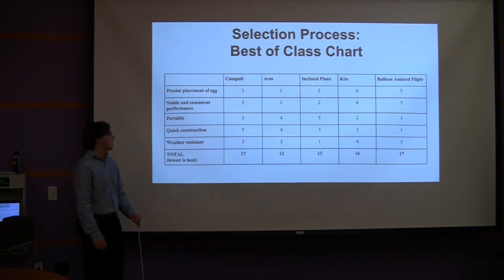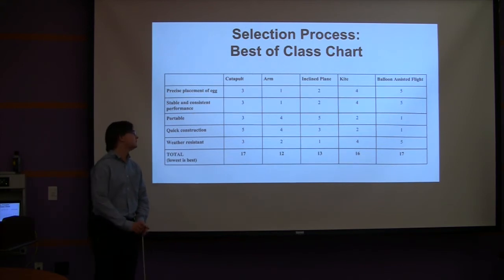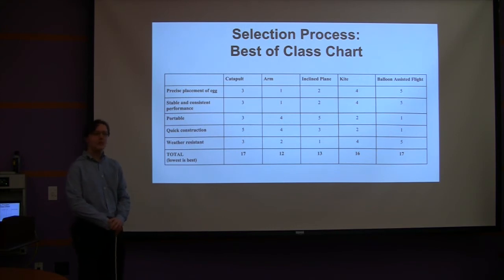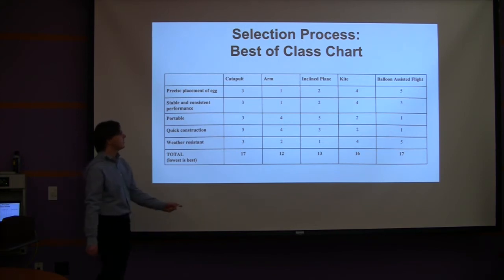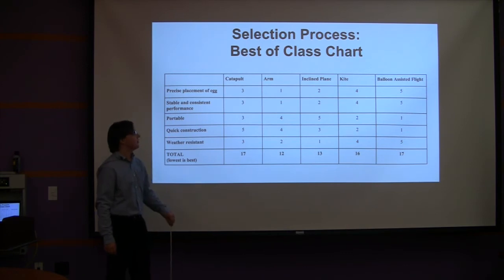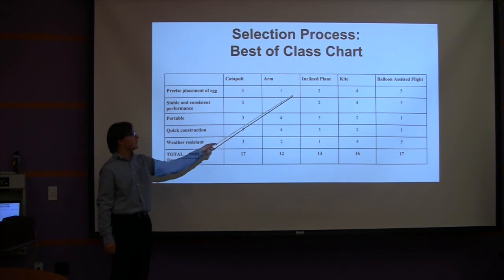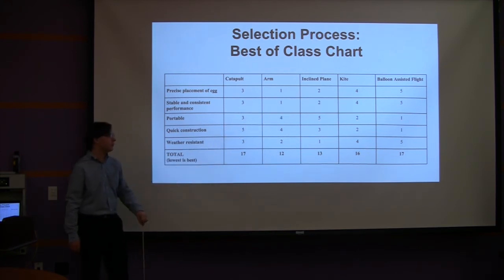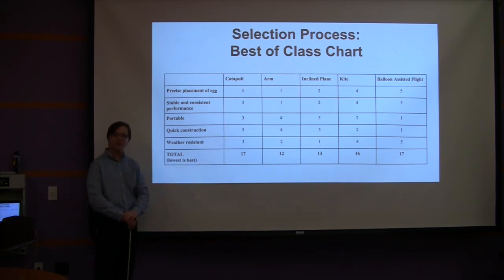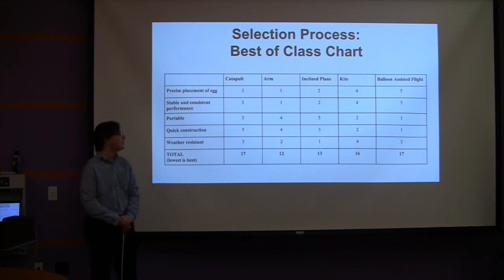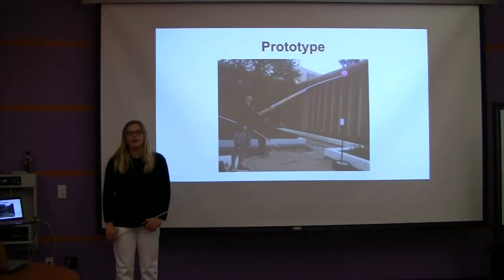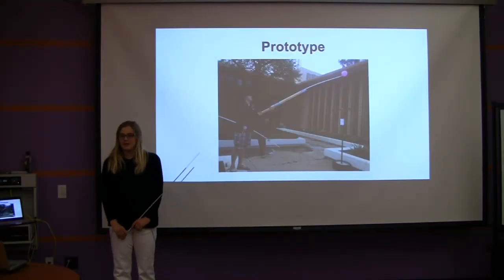This best-in-class chart shows how we arrived at our final design. You can see here the arm and the inclined plane were very close. However, because the arm is ranked higher than the inclined plane in the two most important categories, we were confident that the arm was the best choice for this project. And we were fortunate in making that decision, as an inclined plane would have been less feasible under the altered conditions. So this is the prototype that we came up with.